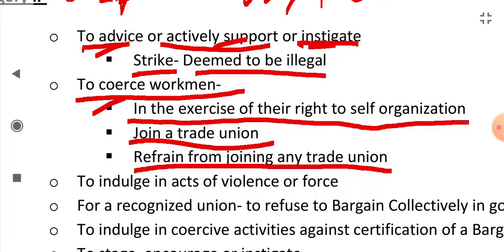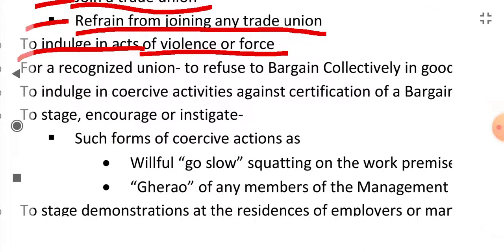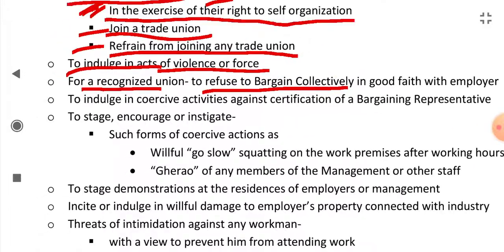Okay, to coerce workmen in the exercise of their right to self-organization, or to coerce workmen to join any trade union, to force them to join any trade union, or to force them to refrain from joining any trade union, it comes under unfair labor practice. To indulge in acts of violence or force, okay, for a recognized union, to refuse to bargain collectively in good faith with employer, okay, it also comes under unfair labor practices.